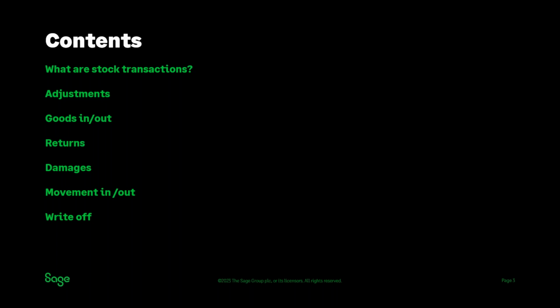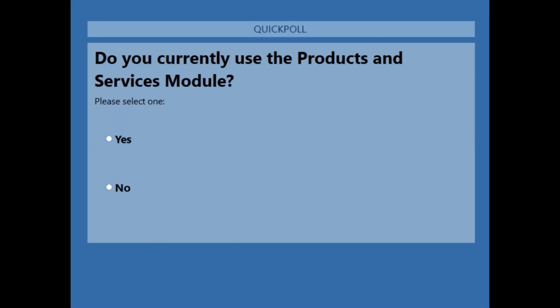Now, I do have a quick poll for you before we begin. We'd just like to know how many of you are actually currently using the products and services module. So I'm just going to launch that poll. It will be with you in just a few moments, and you should start to see that on your screen. We just want to know if you're using it, or are you joining today with a view to using it? You might just be looking at what else the program can do, or it might just be for your own personal learning as well.